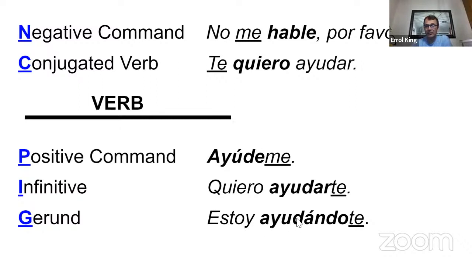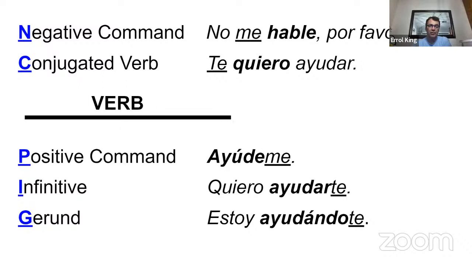Now, again, I want to point out that I could have chosen to put it before the conjugated verb estoy. I could have said, te estoy ayudando. Again, it is completely interchangeable. Te estoy ayudando means the same thing as estoy ayudándote. And that is how you determine where to put the pronouns, whether it be a direct object pronoun, an indirect object pronoun, or the pronoun that you use with reflexive verbs.